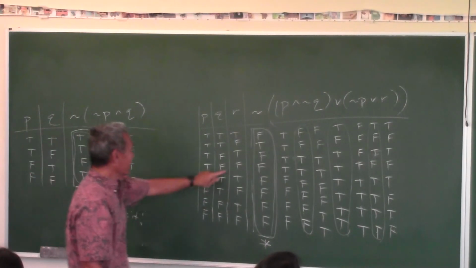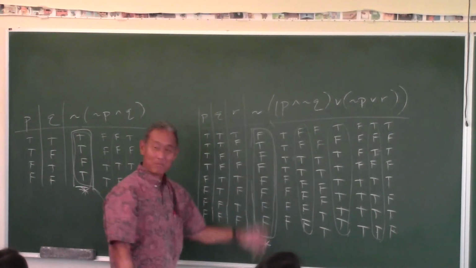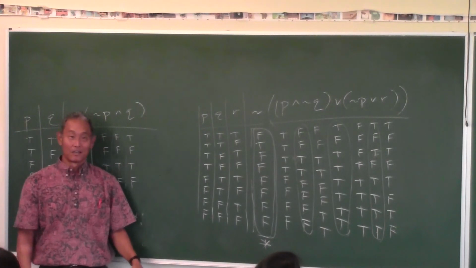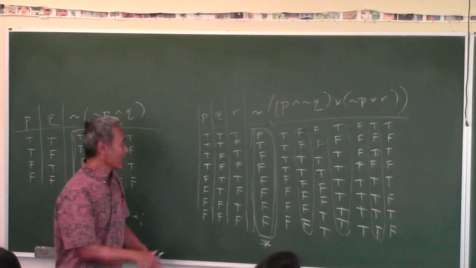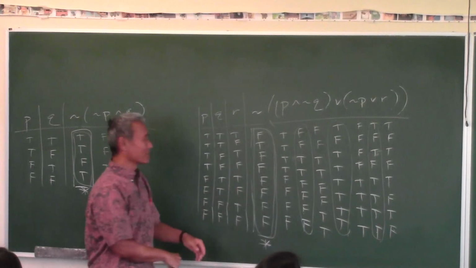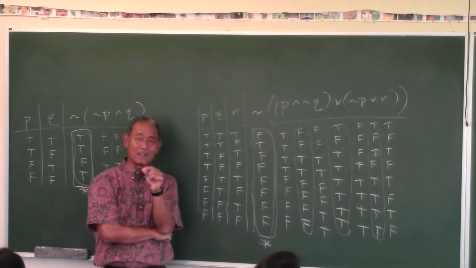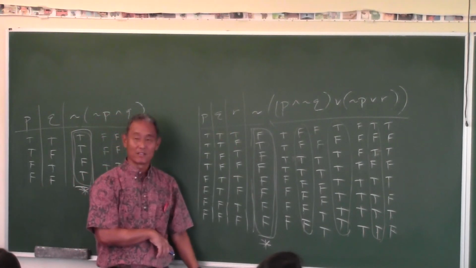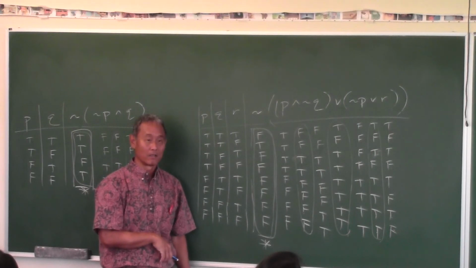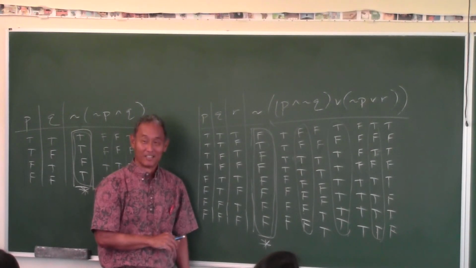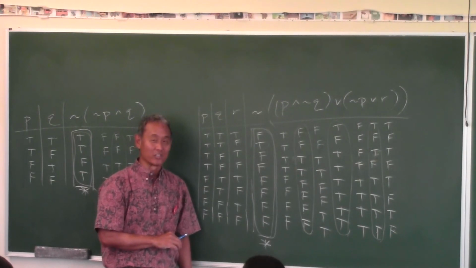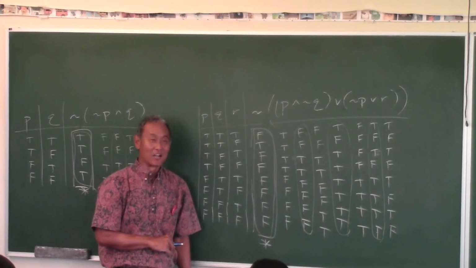Mr. Park, if you just had one more false here, it would be all false. But it's not. But what if it were? What do you call a statement that comes out false every single time, no matter what? I'll give you a hint, it's in the notes. It's a contradiction.